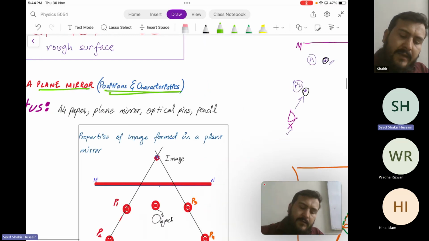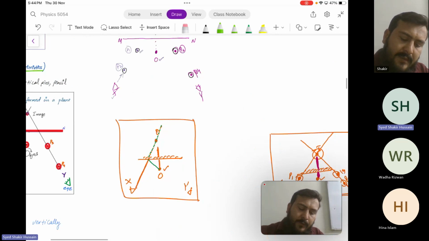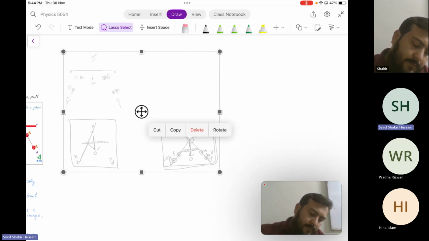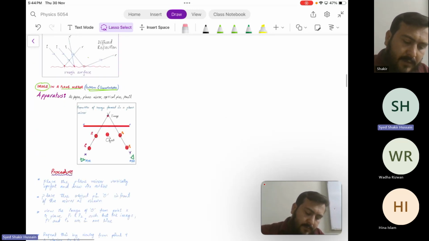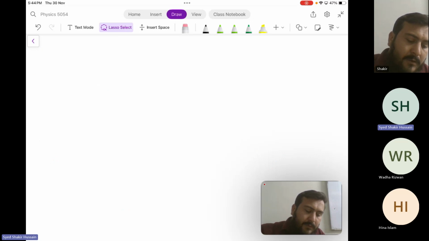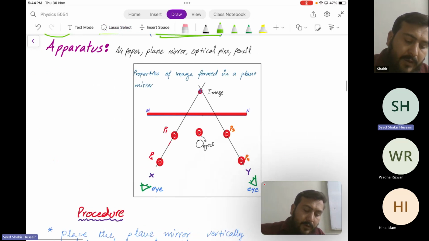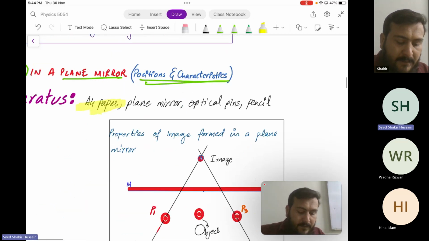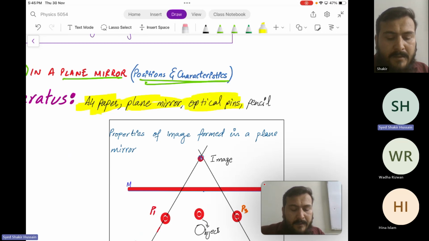All right. So again, I'll repeat this experiment for you people once again. Although it's already done here, but I'll just go one step. This one is a little different. For this one also, you need an A4 size paper, right? You need a plane mirror. You need optical pins. You need a pencil.